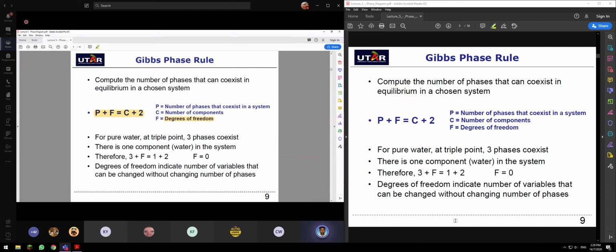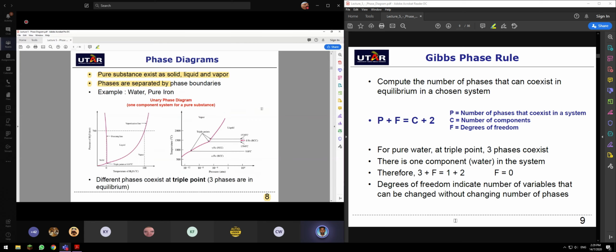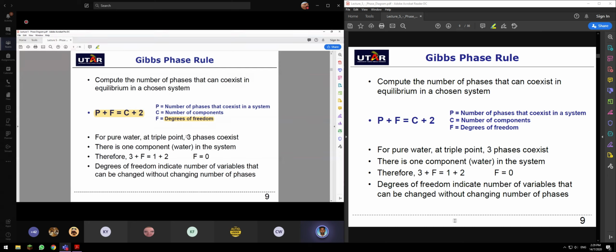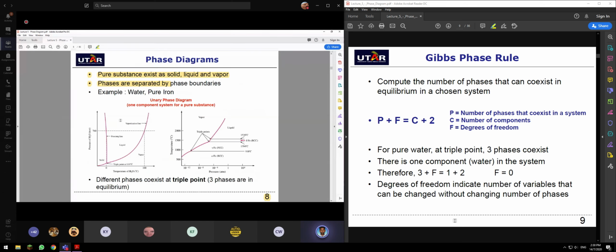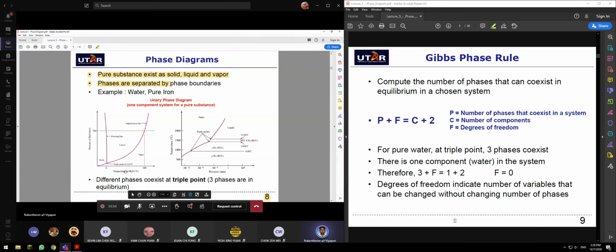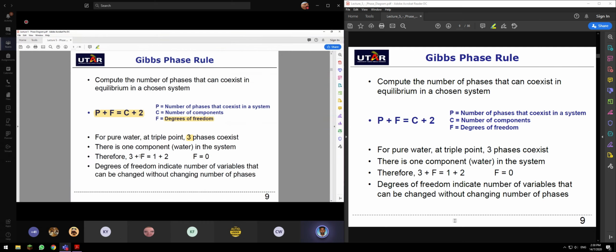P is the number of phases that coexist in the system. For example, in water, you have three phases: 1, 2, 3. And there is one component in the system, C is the number of components. In this phase diagram we have only water, so phases is 3, components is 1. Therefore, 3 plus F is equal to 1 plus 2. So F is equal to 0.